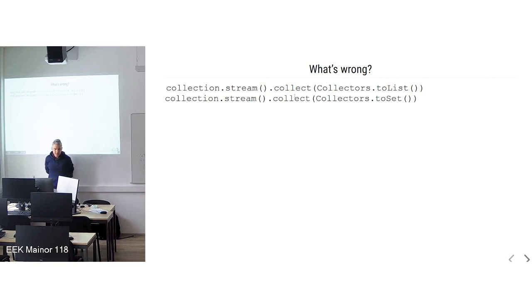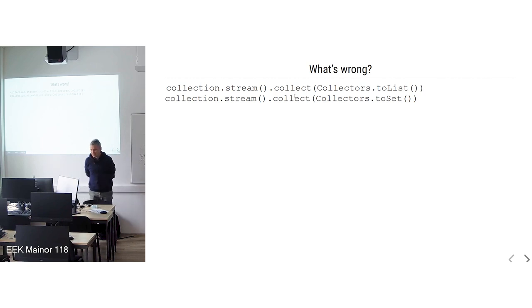We have a collection, then we convert it to a stream only to collect, to materialize it back to another collection. In the first case, it's collecting to a list. In the second case, it's collecting to a set. So we basically take our collection and move it to another list or set. So how can we do it in a more concise way?